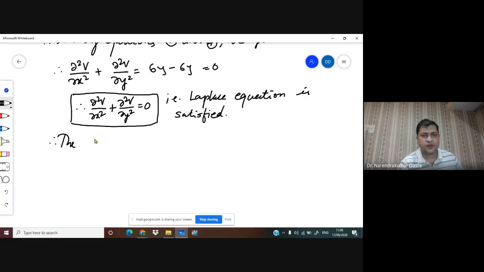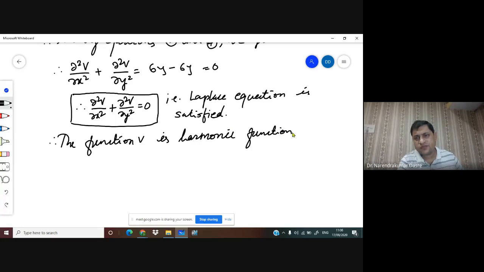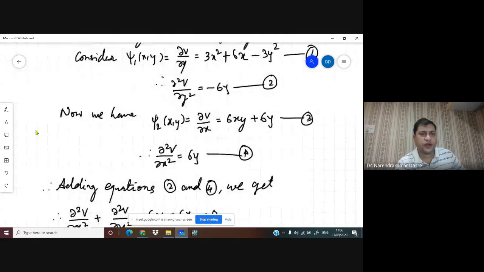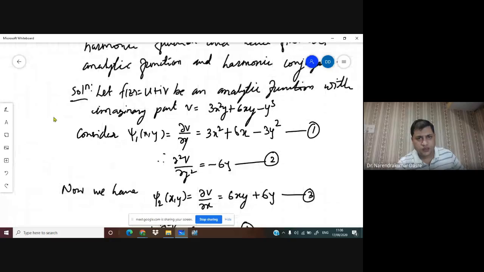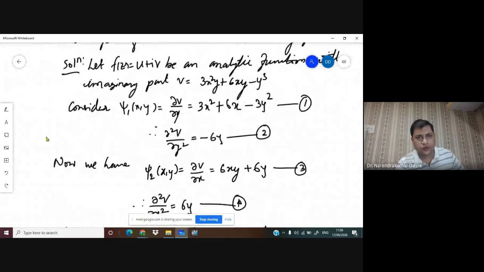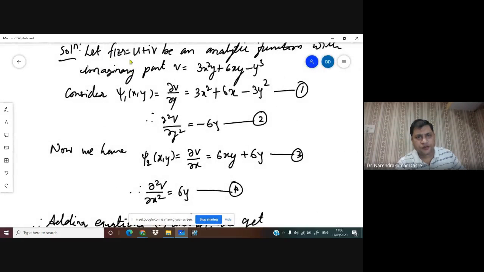Okay, so once the Laplace equation is satisfied, we can say this is a harmonic function, and hence the function v is harmonic. Okay, so the function v is going to be the harmonic function. Now we have to find the corresponding analytic function. The first step of the Milne-Thompson method, and the second step also we have calculated.